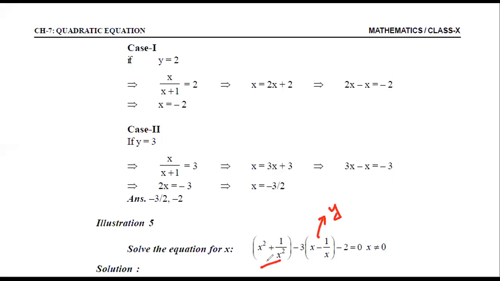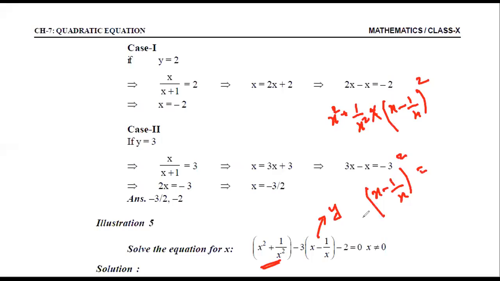So what about this? Obviously, this is not y square. x square plus 1 by x square is not equal to x minus 1 by x whole square. It's not equal to that. But I can write it in the form of this, because we know that x minus 1 by x whole square is equal to what? Tell me.